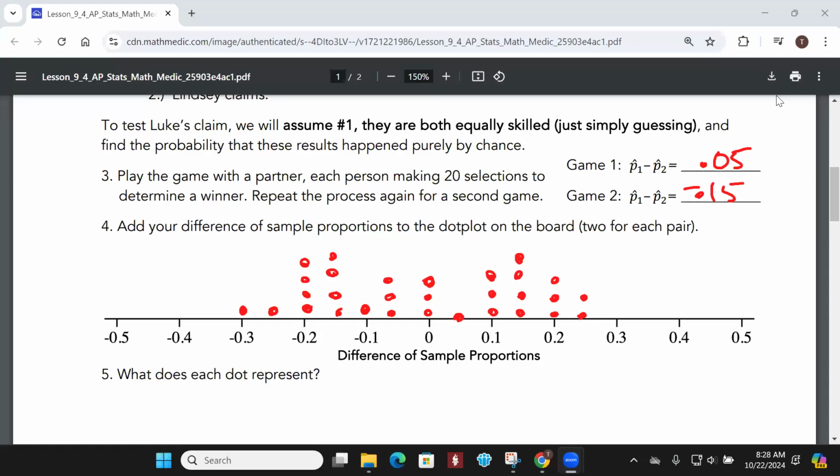Oh, I'm sorry. 2 random samples is each dot, right? Like each one of you would have been doing it. It should be 2 random samples because it should have been the difference between the 2. You're playing with a partner and you're finding the difference between you two. I bet you didn't do that part though. That's okay. So it should have been 2 random samples of 20 cards and the difference of proportions of correct guesses.